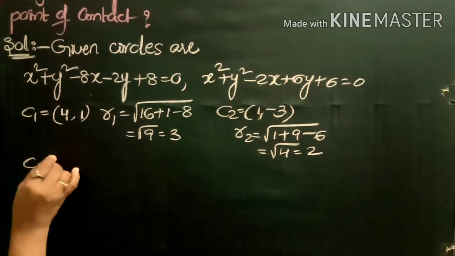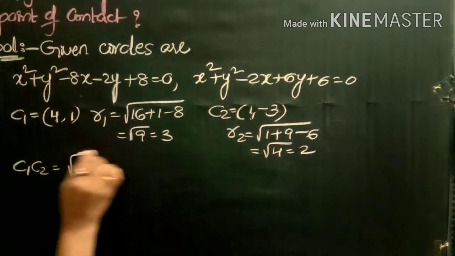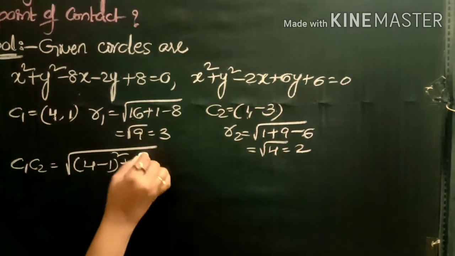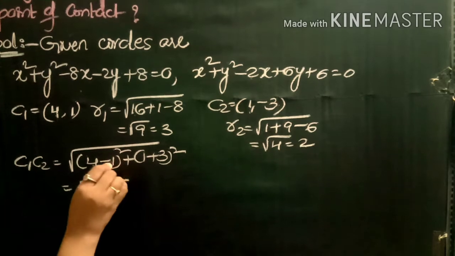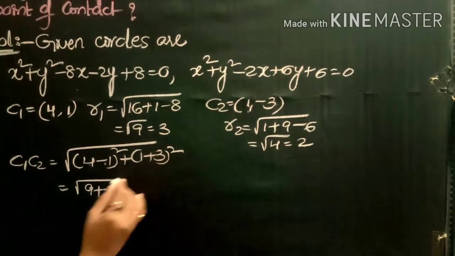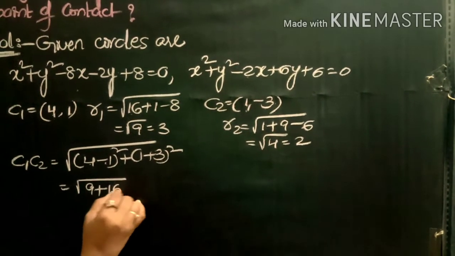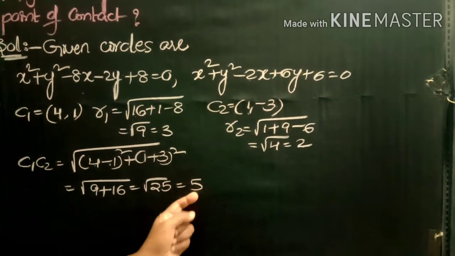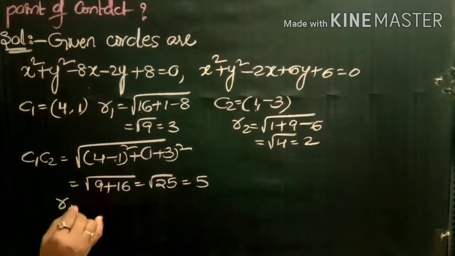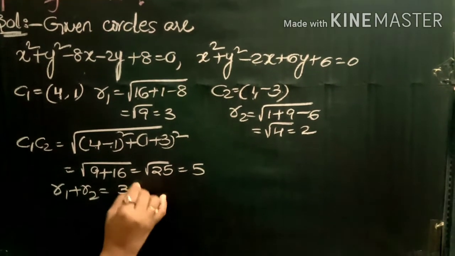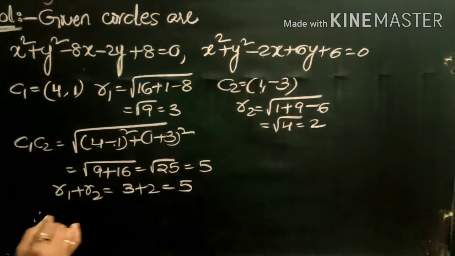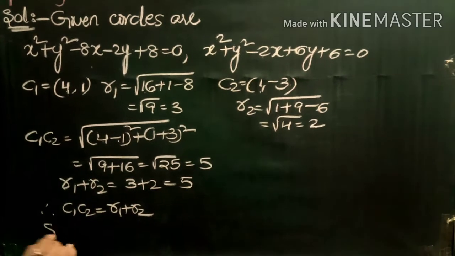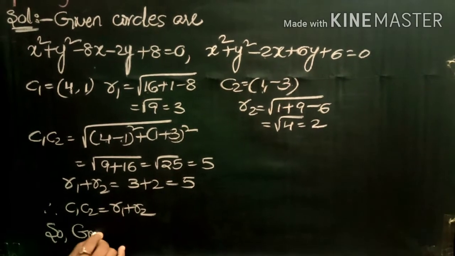Now C1C2, the distance between the centers of the two circles, is √((4 - 1)² + (1 - (-3))²) = √(3² + 4²) = √(9 + 16) = √25 = 5. Therefore the C1C2 value is 5. Now adding the radius values, R1 + R2 = 3 + 2 = 5. Therefore C1C2 = R1 + R2. Both values are the same. So the given circles touch each other externally.